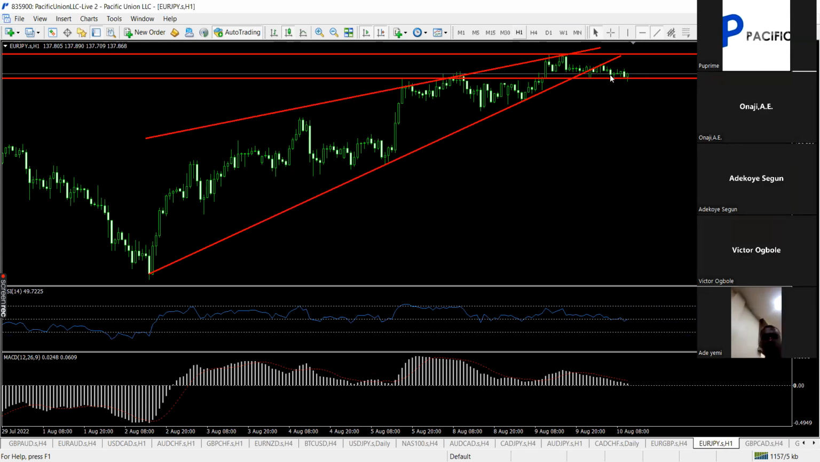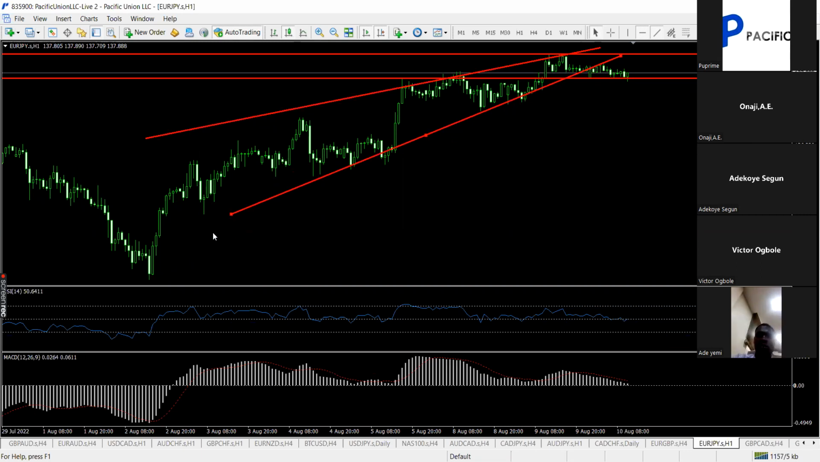So once price is able to break this support, then we should have more of a sell movement, a bearish movement on the Euro JPY. But for now, let's just keep watching the setup. Once we have a breakout downwards, then we should get ready for a sell on Euro JPY. So we're bearish biased on the Euro JPY.